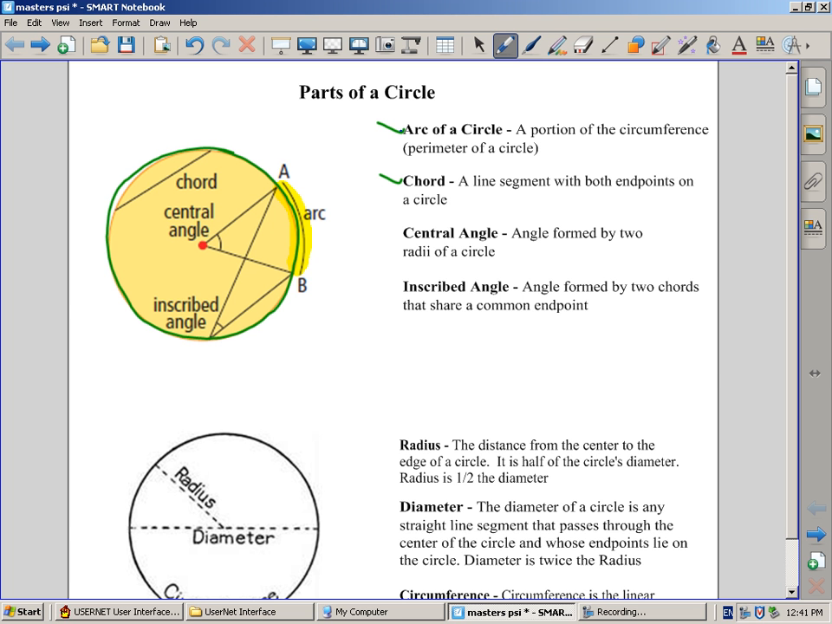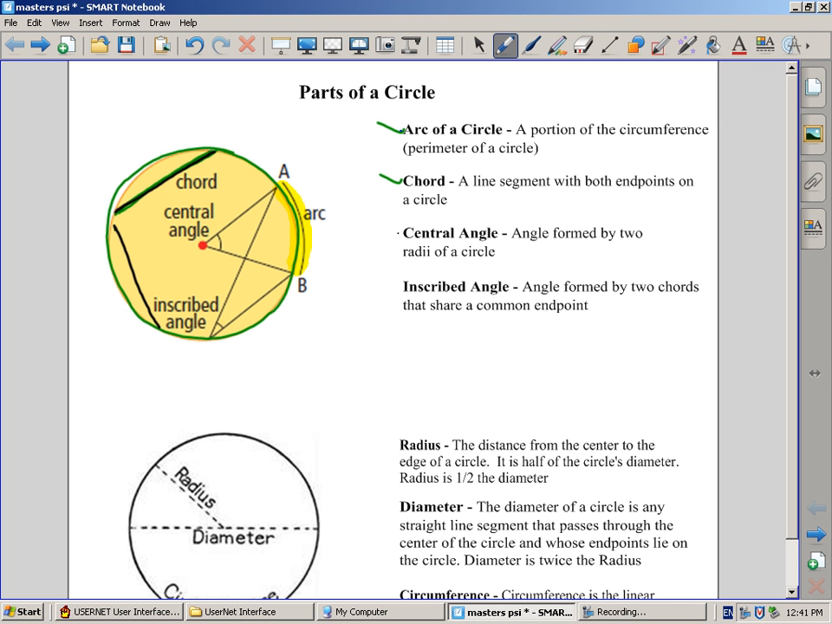So a chord, this would be an example of a chord right here. So if we go through right here, there's our chord, and maybe I'll take another color just to make that a little bit easier to see. There's an example of a chord. If I was to draw another one, I could go from one edge of the circle to the other edge of the circle without going through the middle, and we call that a chord.